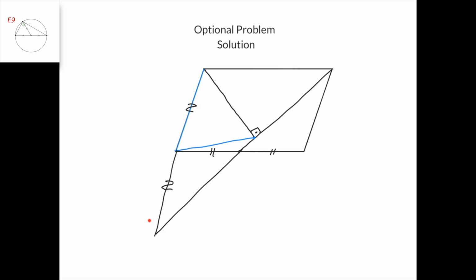Finally, take a look at this triangle here. It has a right angle, and so it's a right angled triangle. And this here is the median to the hypotenuse. But we know that the median to the hypotenuse in a right angled triangle always equals half of the hypotenuse. And so this length equals this length equals this length. And we're done.